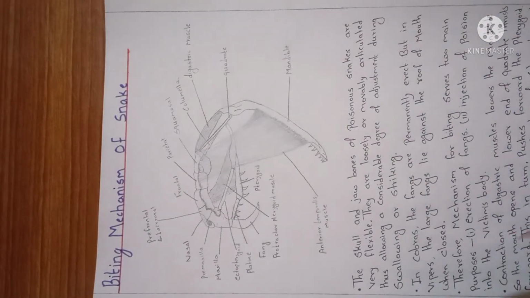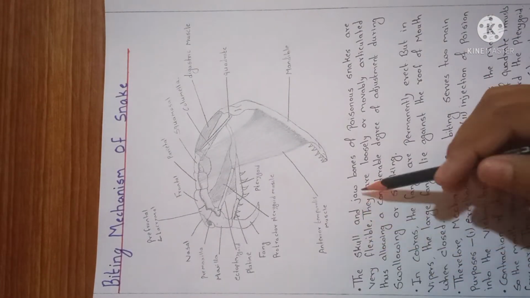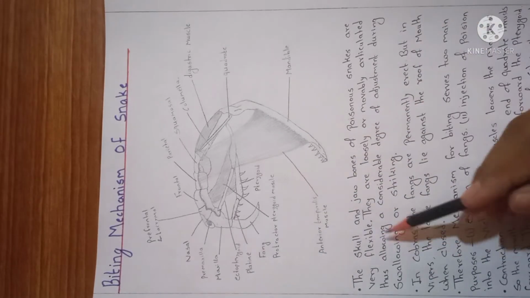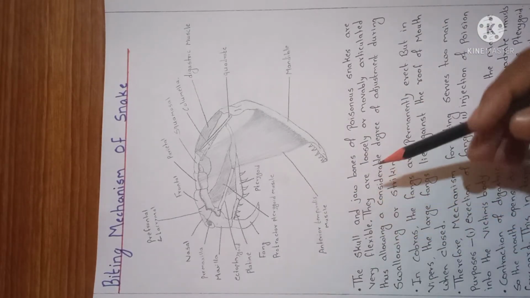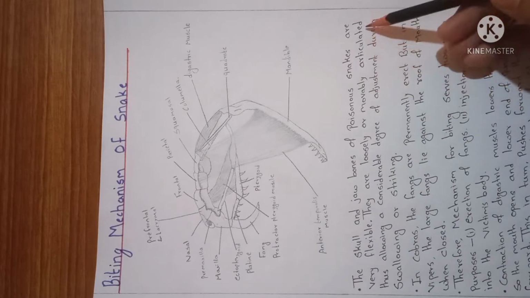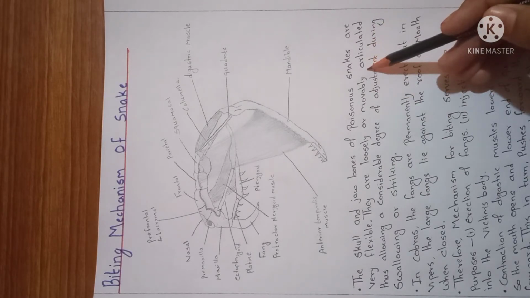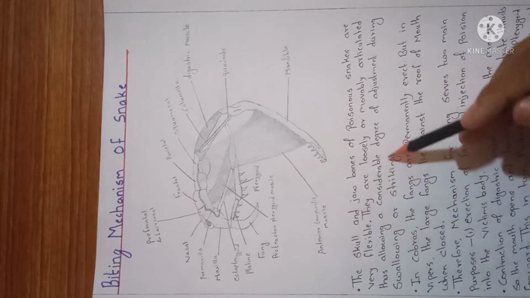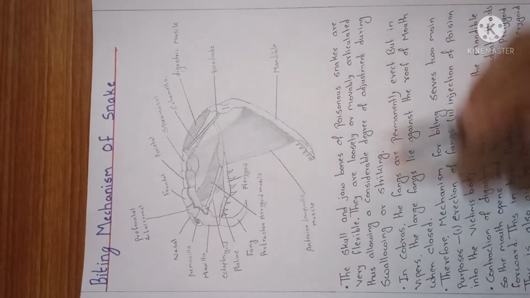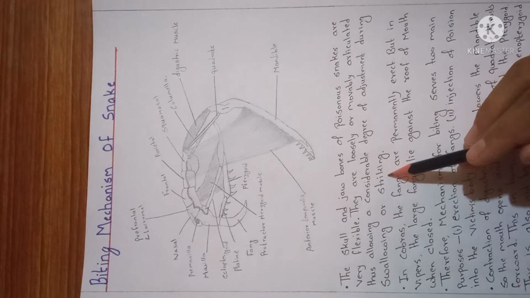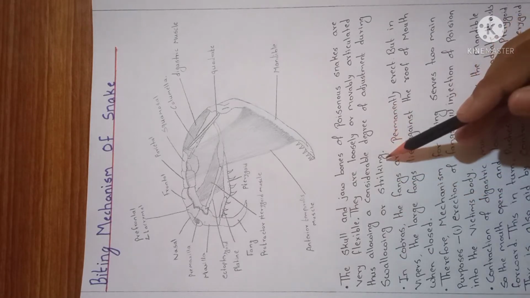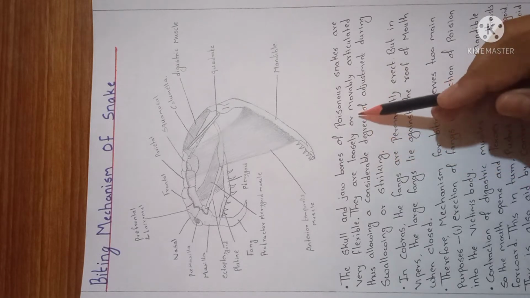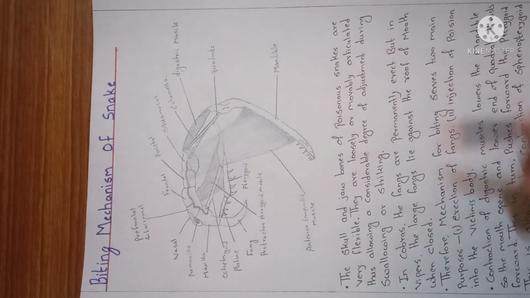At first, the skull and jaw bones of poisonous snake are very flexible. They are loosely or movably articulated. Articulated means jointed, loosely jointed, thus allowing a considerable degree of adjustment during swallowing or striking. During striking to the victim, they allow a considerable degree of adjustment due to being loosely arranged.